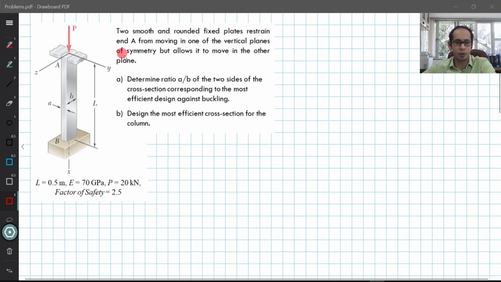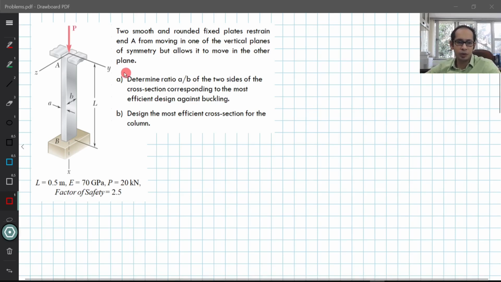So let's see what the problem asks. The problem asks for the first case to determine the ratio A over B of the two sides corresponding to the most efficient design against buckling. Now typically in structural engineering terminology, when we talk about the design being efficient, it means that you are not biased towards allowing the column to carry more buckling load in one direction as opposed to the other direction.